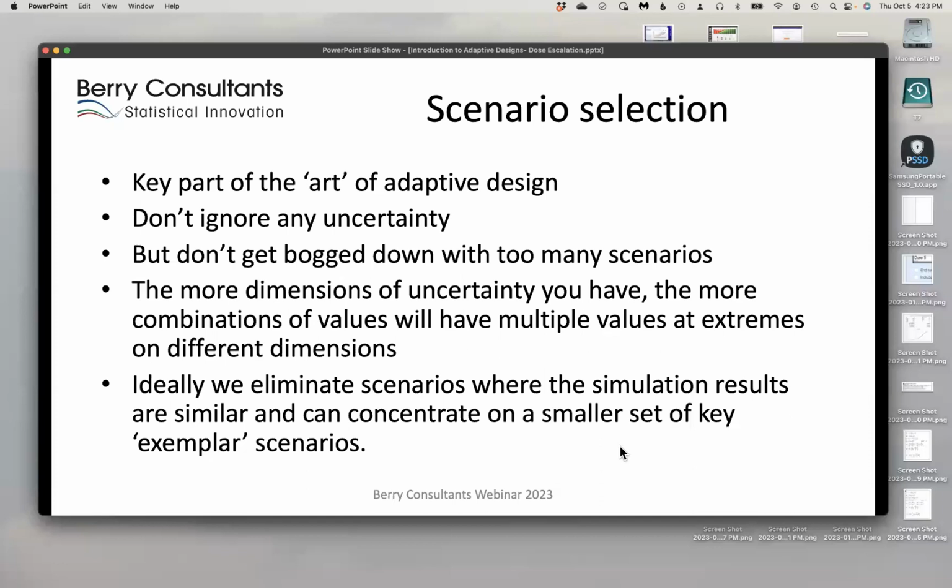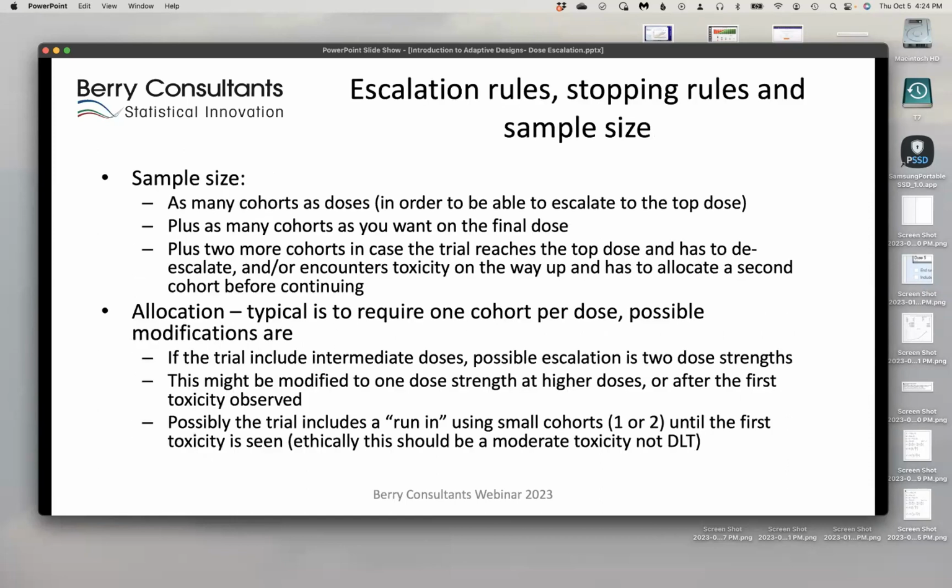So as well as eliminating scenarios where the combination of extreme values means that particular scenario seems particularly unlikely, we can remove those. We may also remove scenarios where the simulation results are very similar, and we can concentrate on some smaller set of exemplar scenarios. Maybe moving back, right at the very end, to a broader range, just as a sensitivity check. So that's the doses being included and the scenarios to be simulated.